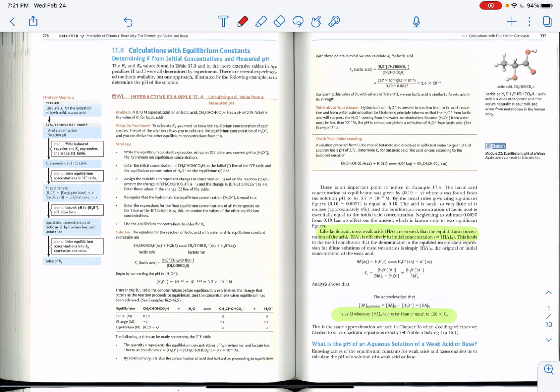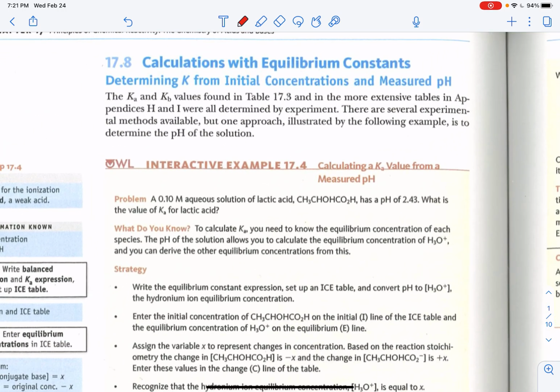Most of what I'd like to do right now is to go over some of the example problems in the book and give you some ideas and suggestions about patterns and things to do to help solve these kinds of problems. So let's look at the problem in section 17.8.